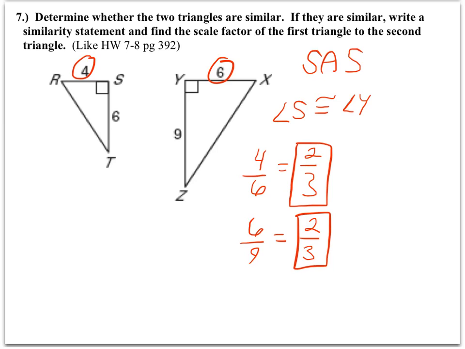So what we have is congruent angles and 2 proportional sides, which means by side, angle, side, we can make our similarity statement. So triangle RST is similar to triangle XYZ, making sure to match up the vertices.